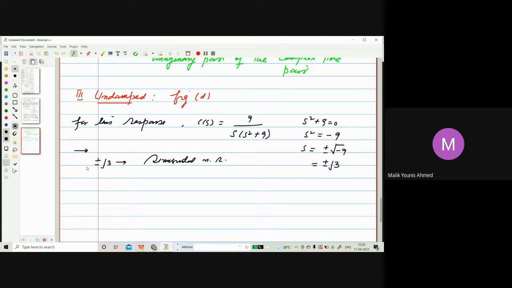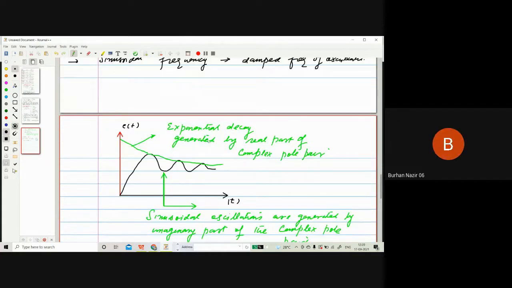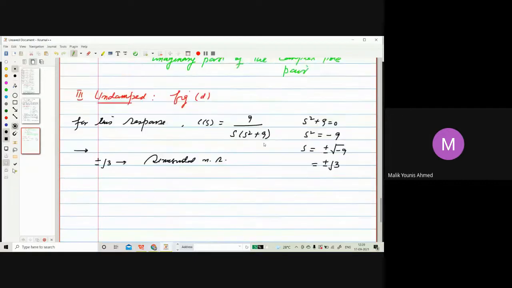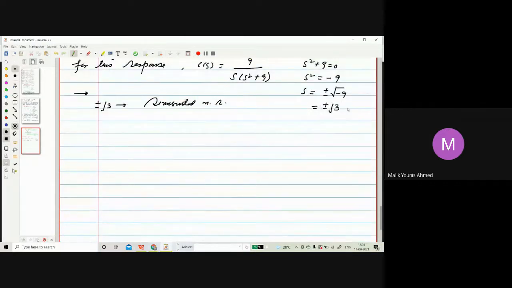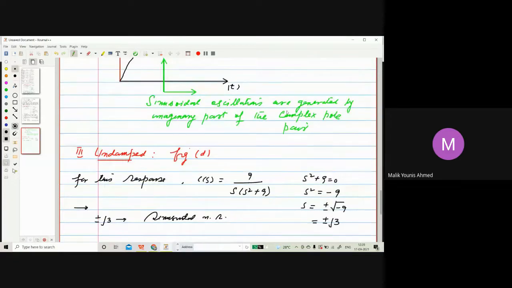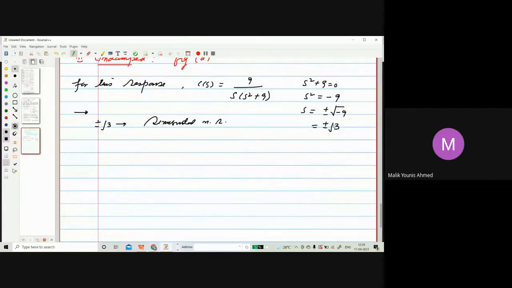Now in this case, what will happen? Is there a real part? No, sir. It's not there, so there cannot be. I have told you, the real part is responsible for exponential decay. That cannot happen here. Here we have only imaginary poles. What are the imaginary poles responsible for? Sinusoidal oscillations. So there will be no decay, but there will be sinusoidal oscillations. So this type of response is called an undamped response.